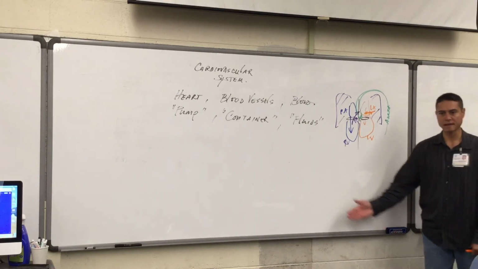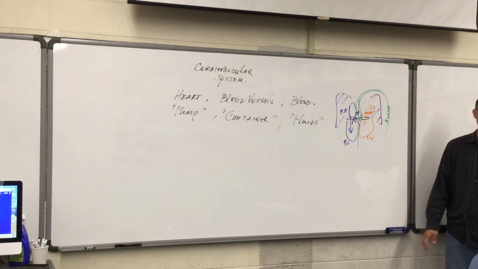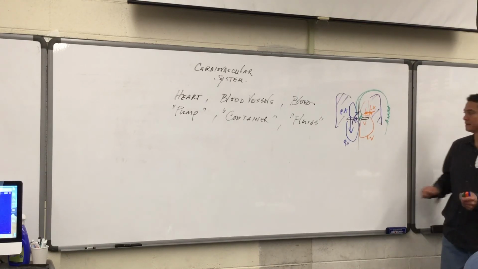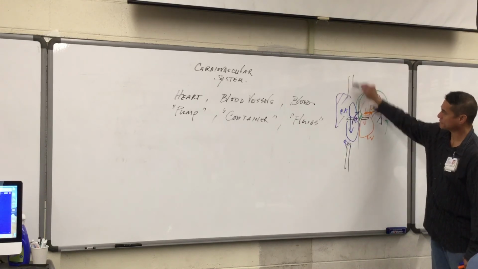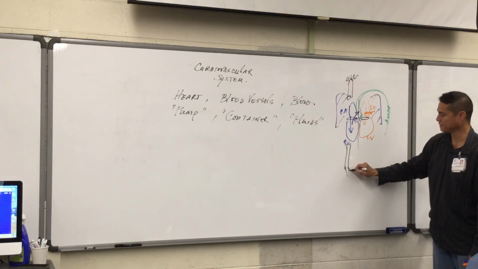Blood then is taken back in on the lower pressure side as it returns through the venules and back up through the veins. And blood is returned back to the heart via the superior vena cava and the inferior vena cava.